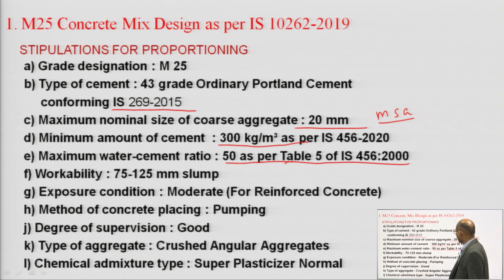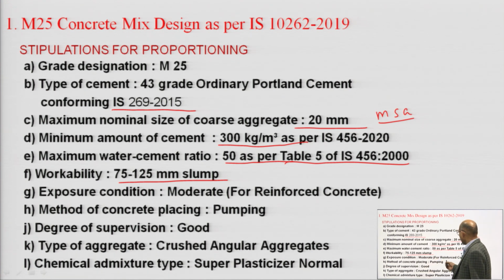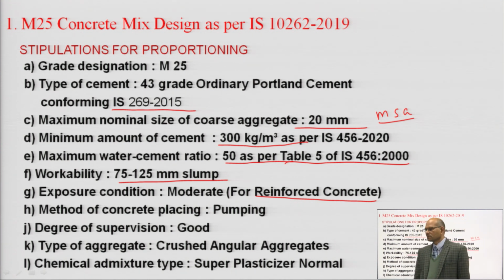Then workability. Here the workability is 75 to 125 mm slump value. This is the requirement. Suppose you want to go for pumping also: if you have around 125 mm slump value, then our concrete may be pumpable also. So, the workability criterion is also important here. Then we have the exposure condition. The exposure condition is moderate. A bracket is given for reinforced concrete. So, for reinforced concrete we have to consider the workability and exposure condition, because you have two conditions, one is reinforced cement concrete, another is plain cement concrete.